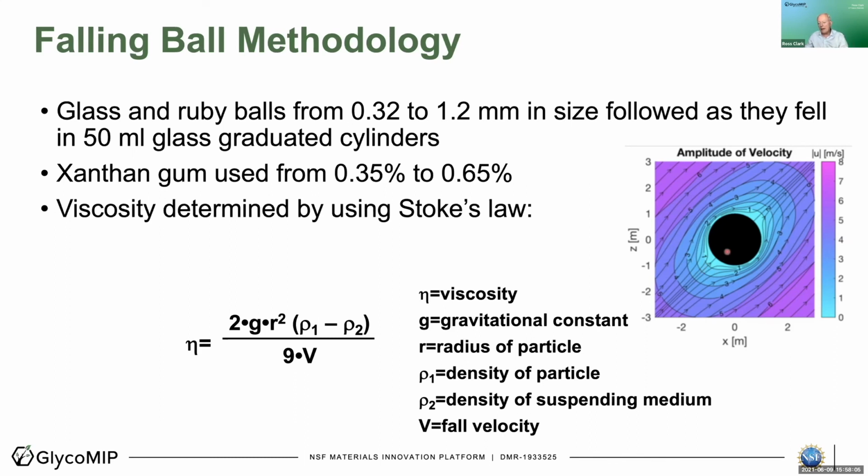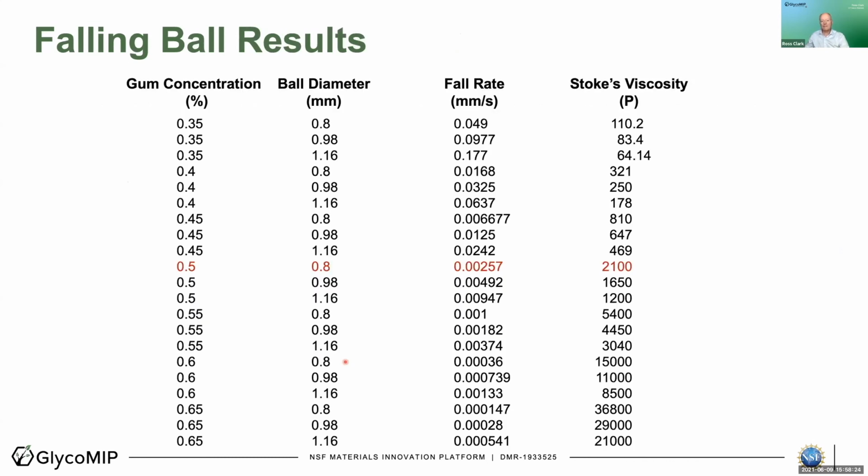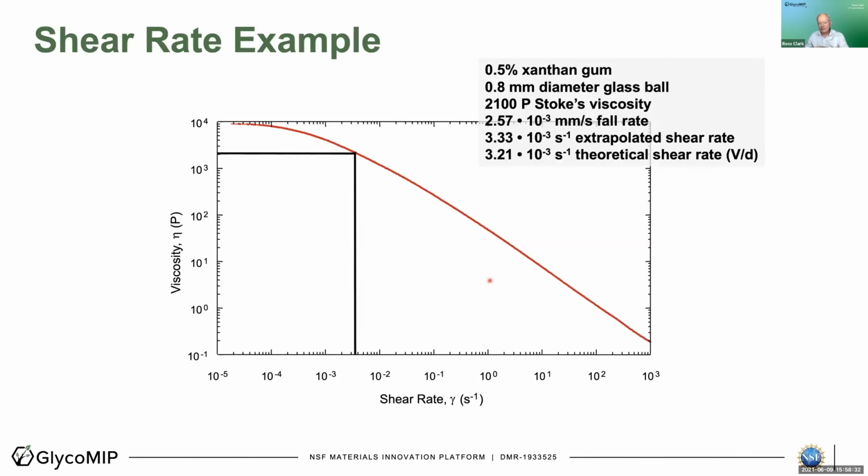It doesn't really matter dimensionally. And we want to know what's the shear rate around this, because Stokes' law tells us what the viscosity is based on gravity, the size of the particle, the density of the particle, and the fall rate, but it does not tell us what the shear rate is. Okay, so here's a table, and we collected all of this fall rate and all this Stokes viscosity, and I promise you this is going to lead somewhere interesting.